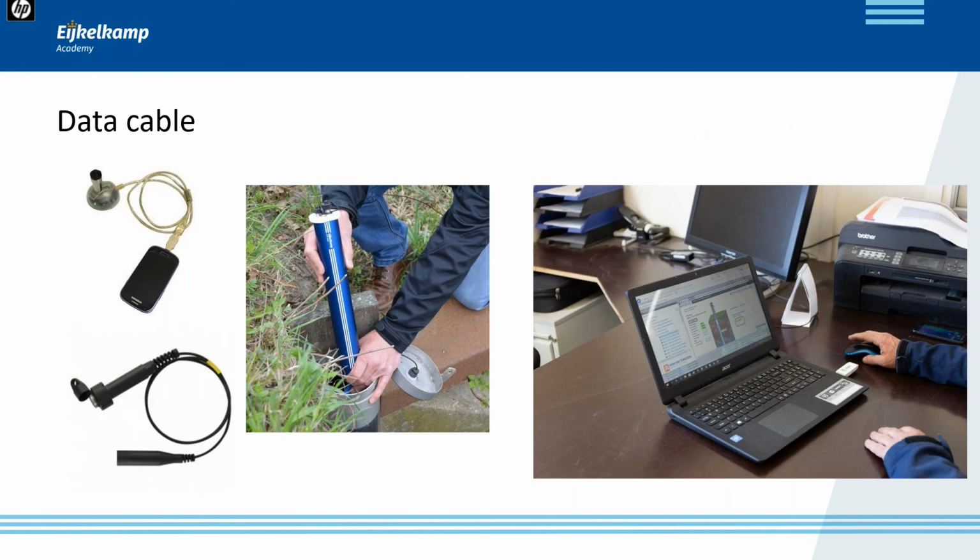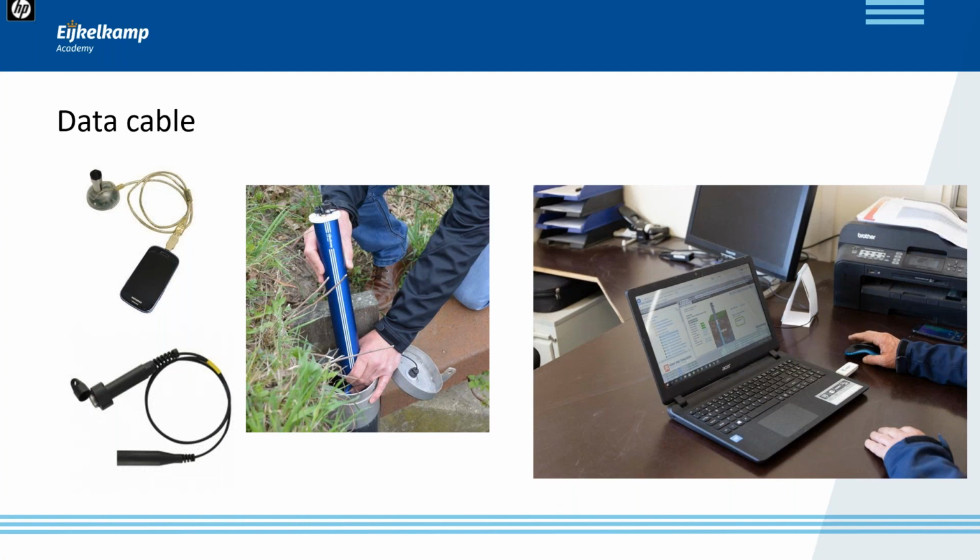The data cable. The diver, if it is programmed, can be connected to a rope, but it can also be connected to a data cable. With this cable, you can connect a diver with a modem and with a telemetry system. This system will send you data from the diver, for example, every day. This is very useful for long-term monitoring, or for example, an early warning system.